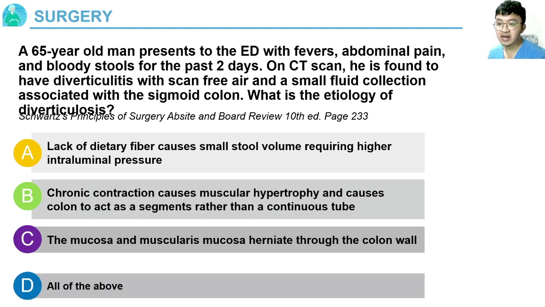Is it A, lack of dietary fiber causing small stool volume requiring higher intraluminal pressure? Is it B, chronic contraction causing muscular hypertrophy, causing the colon to act as segments rather than a continuous tube? Is it letter C, the mucosa and muscularis mucosa herniate through the colon wall? Or is it D, all of the above? So the correct answer here is actually all of the above. Lack of dietary fiber, chronic contraction, and herniation of the mucosa and muscularis mucosa are actually all factors for diverticulosis.